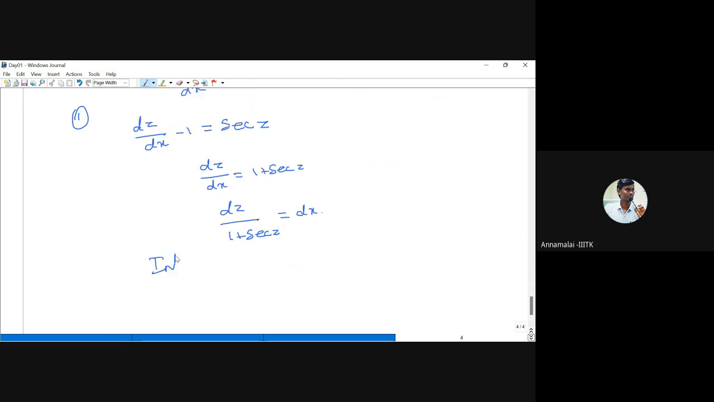So integrate. So how to integrate this one? Otherwise, just call u equal to 1 plus secant z. And then what is du? Differentiate this. What is the derivative of secant x? Secant x into, I think, tangent x, right? Therefore, you can simplify it. So just call this number u, and then you can integrate. So this is another form.